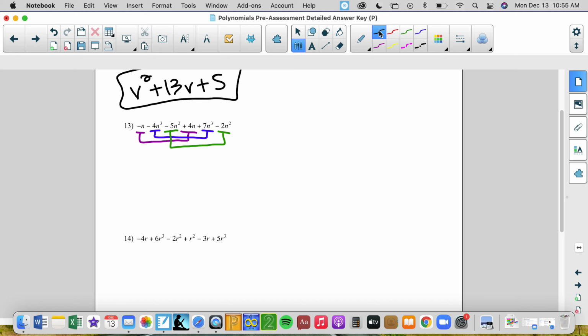Negative n plus 4n gives me 3n. Negative 4n and n cubed, 7n cubed gives me positive 3n cubed. Negative 5 and negative 2 makes negative 7n squared. And because I did those lines, it's easy. All I'm looking at are the coefficients at that point. I already know what the variable is going to be. Let's put it in standard form.